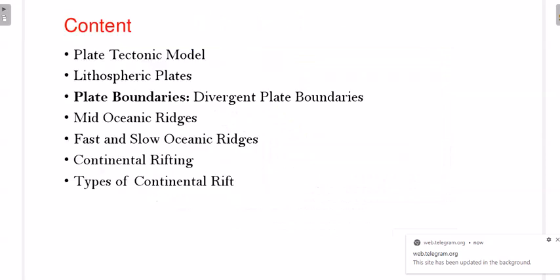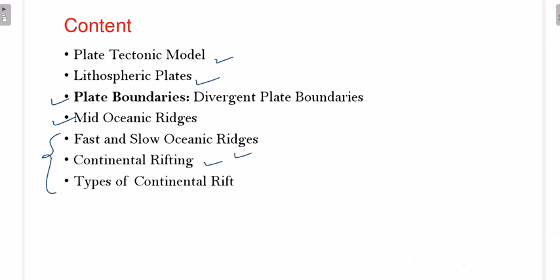Let's look at the content of this lecture. We will discuss the plate tectonic model, lithospheric plates, then plate boundaries, mid-oceanic ridges, and if time allows, we will also discuss the fast and slow oceanic ridges, continental rifting, and types of continental rift.